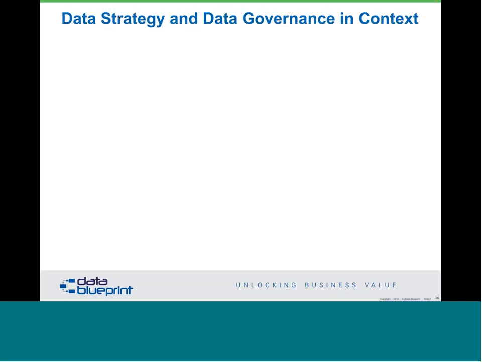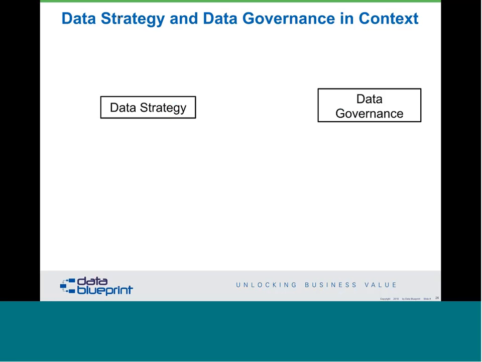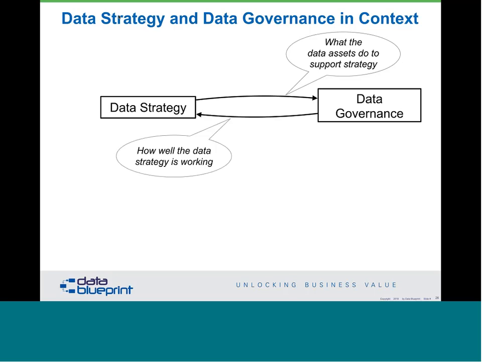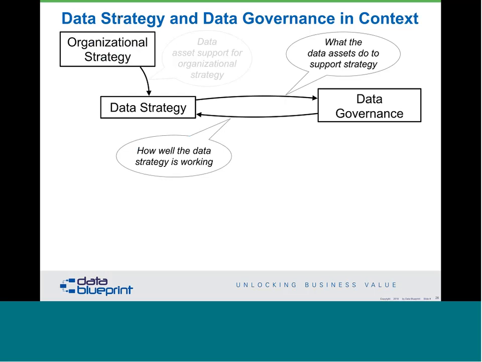So let's look at how data fits into a couple of contextual constructs here. First of all, data governance and data strategy, I've already told you a little bit about. Data strategy is what tells the data governance what it should be focusing on. It provides the guidance for that. It's what the data assets do to support the strategy. Similarly, the data governance then comes back and gives feedback to your data strategy and says how well that data strategy is working. Both of these, of course, are subordinate to the organizational strategy. That is data support for the organizational strategy. We need to have some data. There's no way of existing without it, and yet most organizations are doing this in a very haphazard fashion.